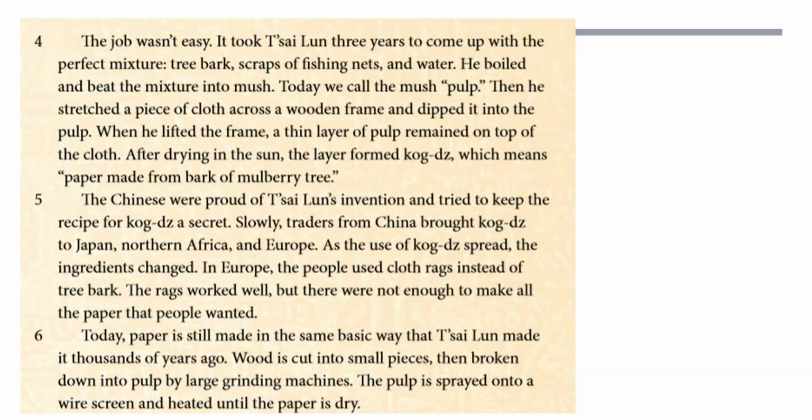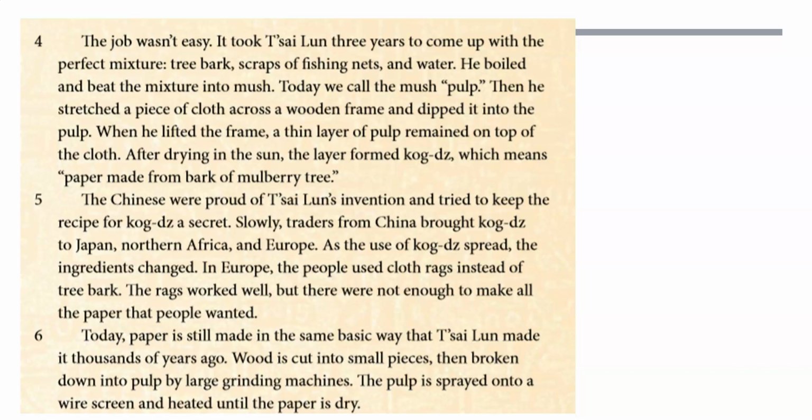Then he stretched out a piece of cloth across a wooden frame and dipped it into the pulp. When he lifted the frame, a thin layer of pulp remained on top of the cloth. After drying in the sun, the layer formed paper made from the bark of a mulberry tree. The Chinese were proud of Cai Lun's invention and tried to keep the recipe for paper a secret.